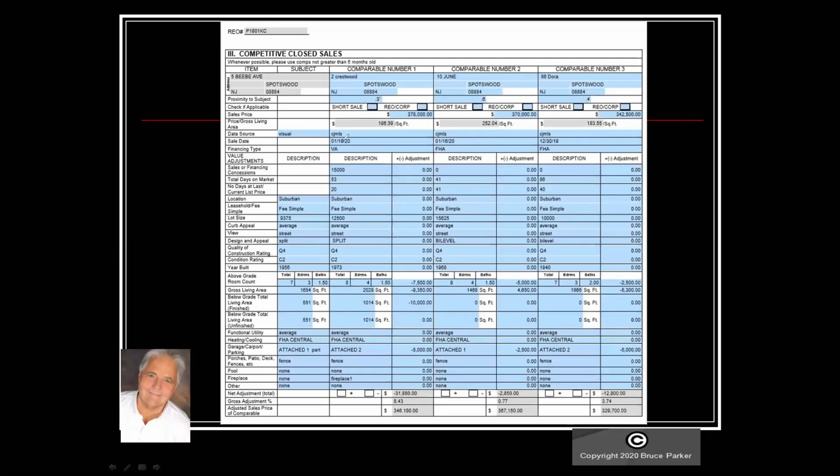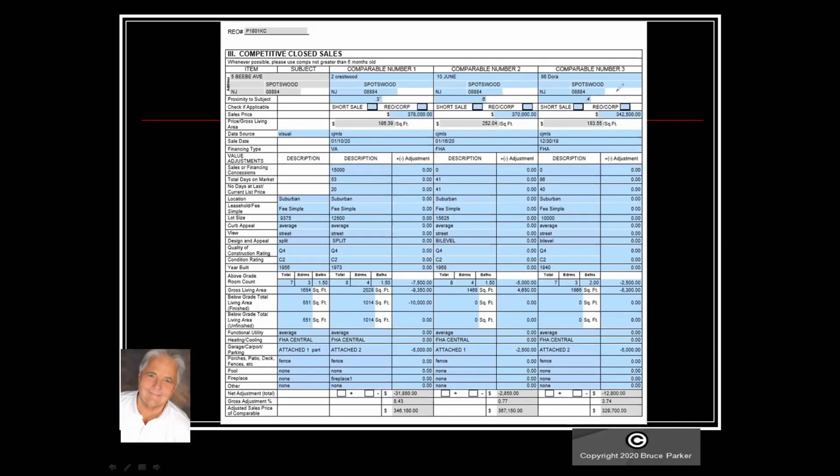All right, so what we look at here is 2 Crestwood. We can see here it sold for $378. And then we made adjustments, minus 75, minus 93.50, minus $10,000, minus $5,000. All those things were because the comparable was superior. And we ended up with a total adjustment of $31,850. And so now our adjusted sales price, making it equal to the subject, is $38,150.